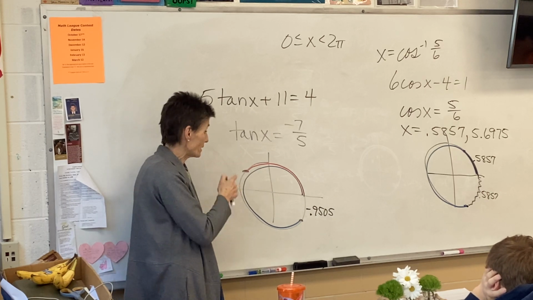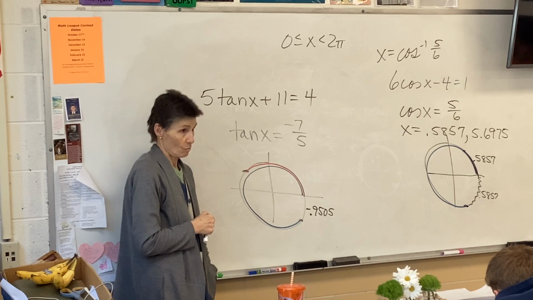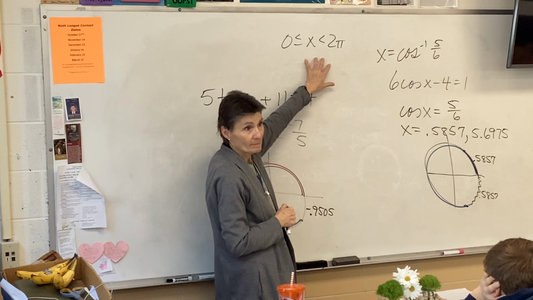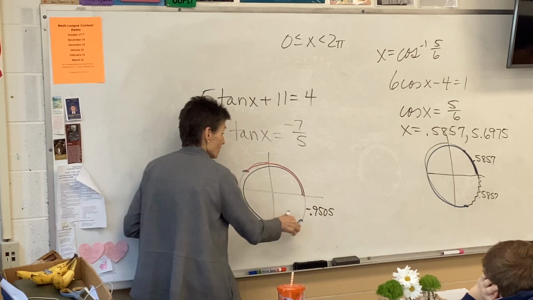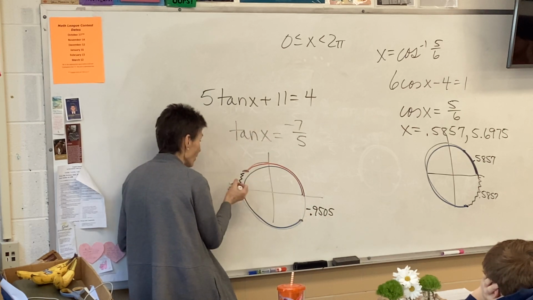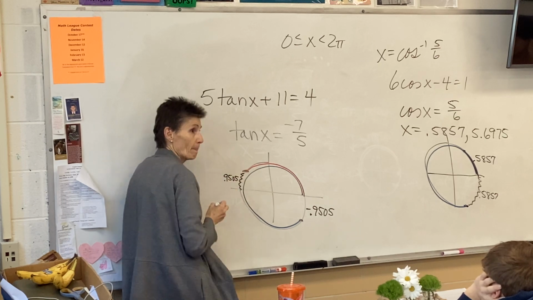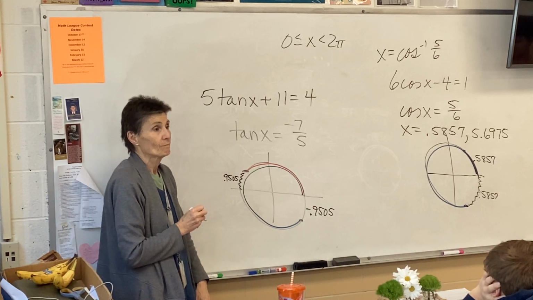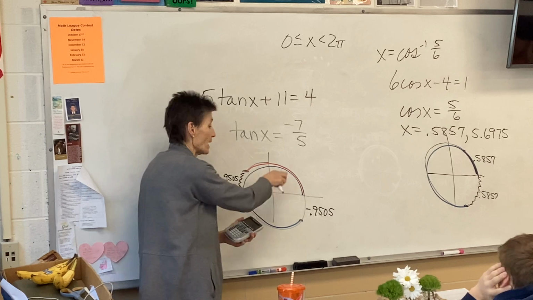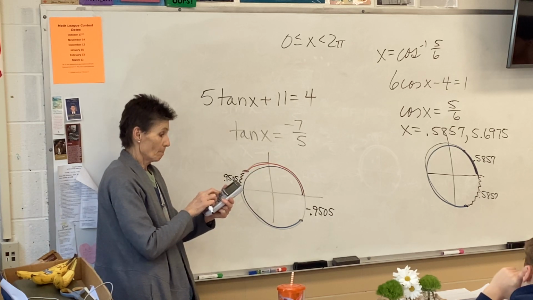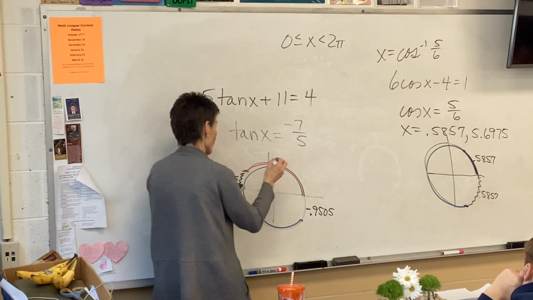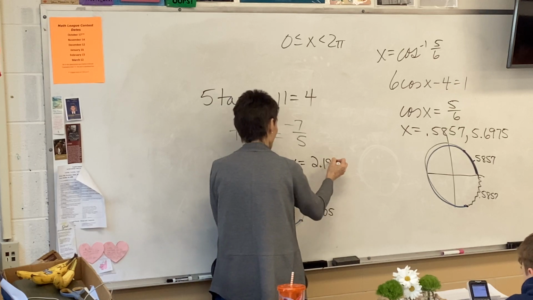Is negative 0.9505 an answer? No, because your answer has to be positive. However, if that's 0.9505, isn't this right here also 0.9505? So how will I get the red answer? Pi minus 0.9505. So the red answer is 2.191.